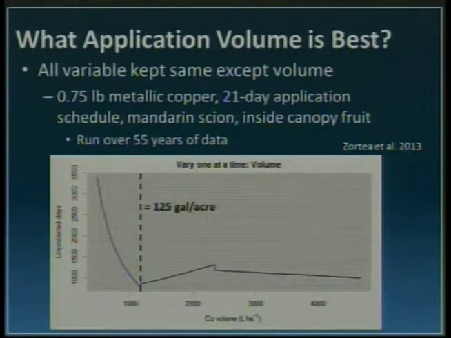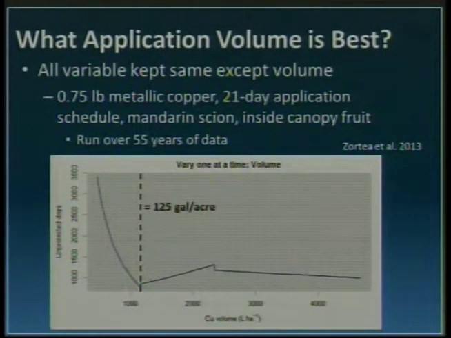We also looked, in some part of the study, to make sure that our application volume was best. And we used 55 years' worth of historical data to do this, and we kept all of the variables the same except we varied the volume one notch at a time. So we used 0.75 pounds per acre of metallic copper, 21-day application, using the Mandarin cyan because that was our worst-case scenario in this study. It was the one where we got the least effective coverage inside the canopy.